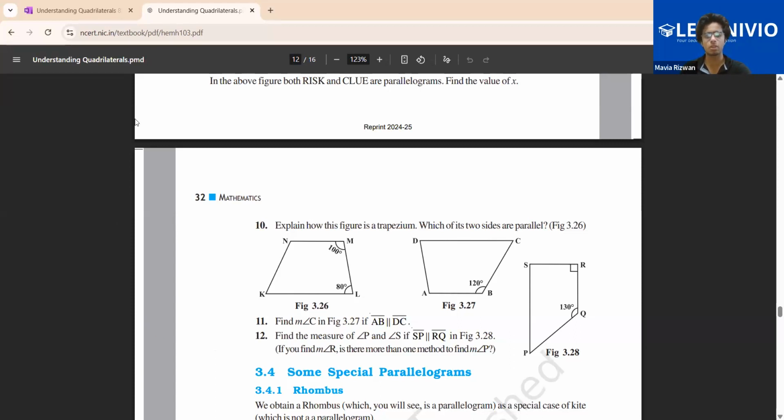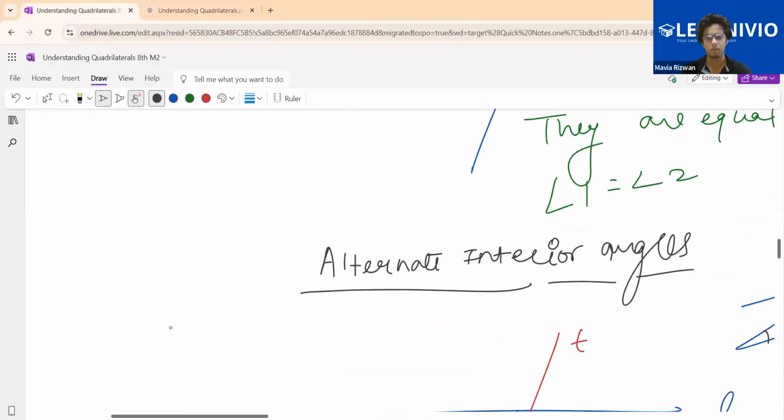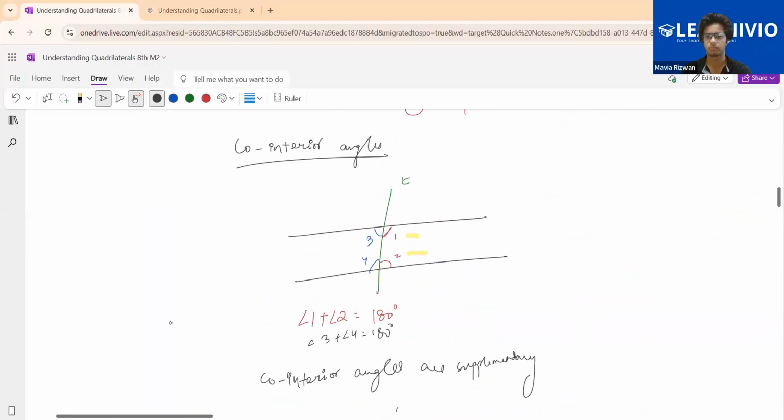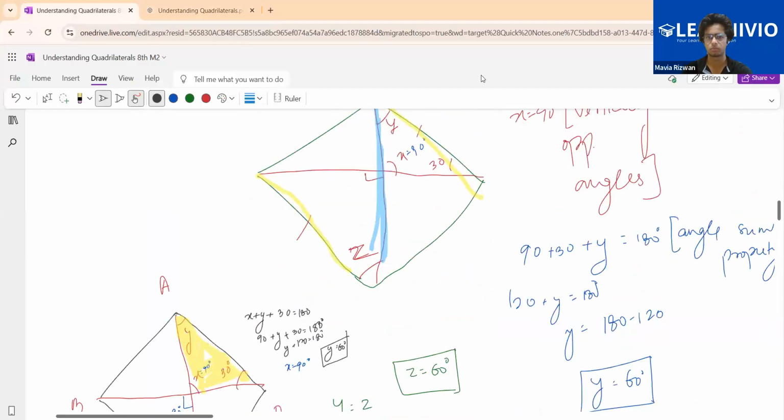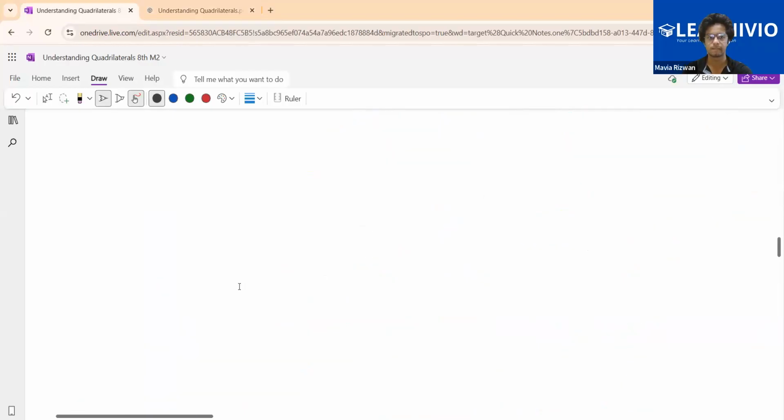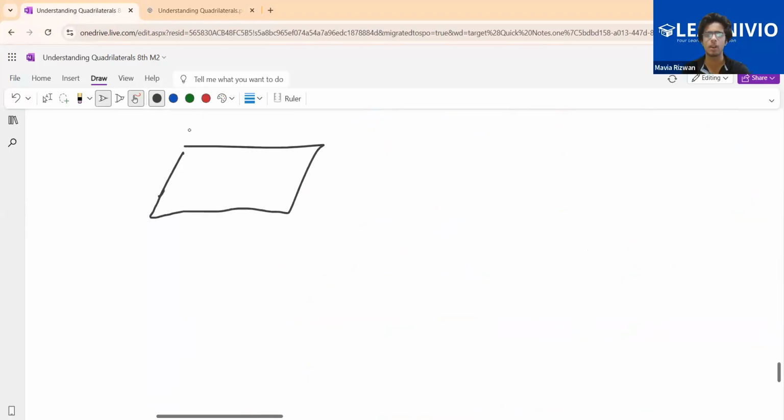First of all, to make you revise, what was a parallelogram? A parallelogram was a quadrilateral in which the opposite sides were equal and parallel. So this and this side are equal, this and this side are equal, and the opposites are also parallel. This was the one property. Another property was the opposite angles were equal and adjacent angles were 180.